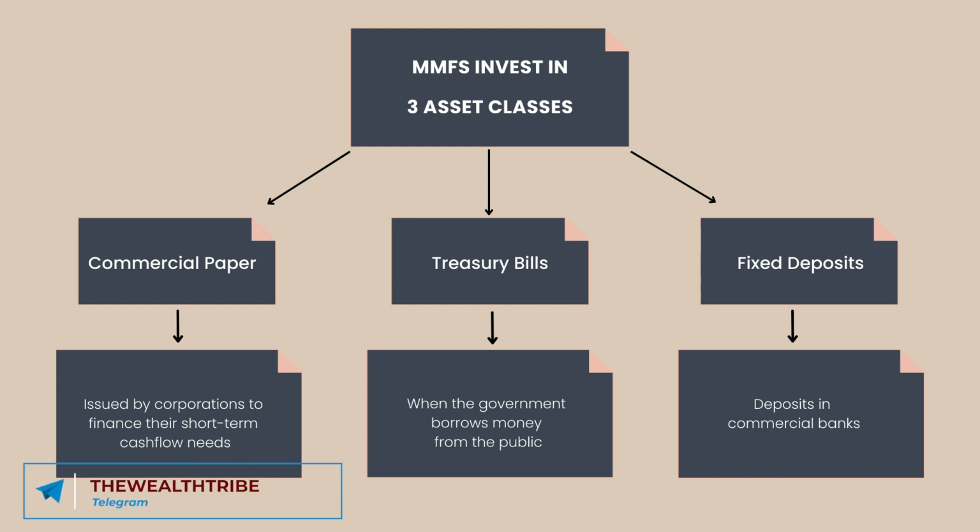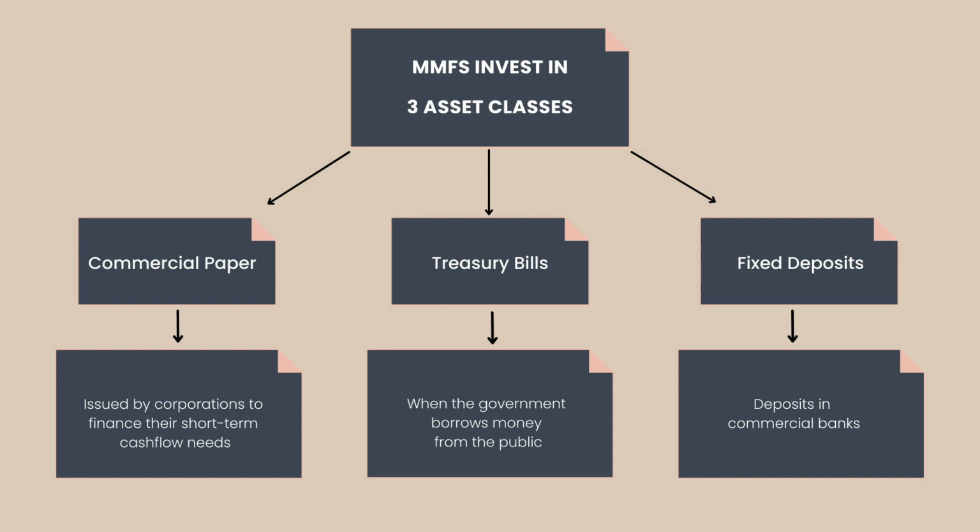Or a treasury bill. Another way a fund manager invests your money is in a treasury bill, and a treasury bill is where you lend your money to the government. And then the last way that your money is invested is in a fixed deposit, and these are deposits in commercial banks. These three types of asset classes are short-term instruments.